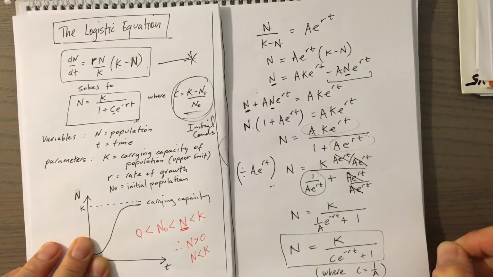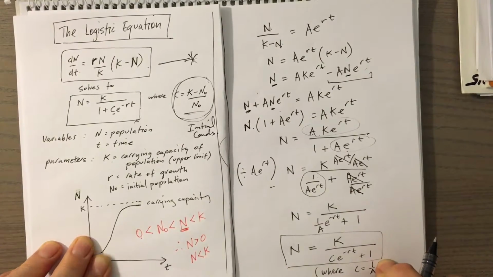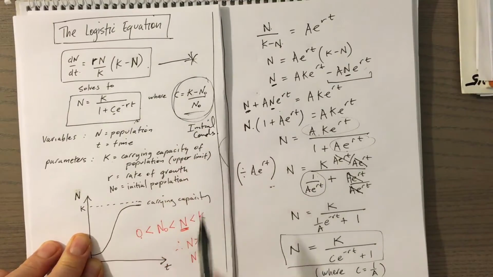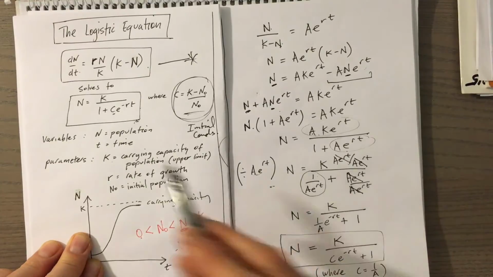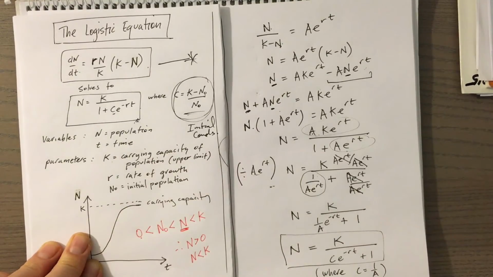I'll pick this up in the next lesson, and we'll look at not only how we find the c value from initial conditions, but also how we can then apply this function, this logistic function, to some sort of real scenario. Okay, thank you.